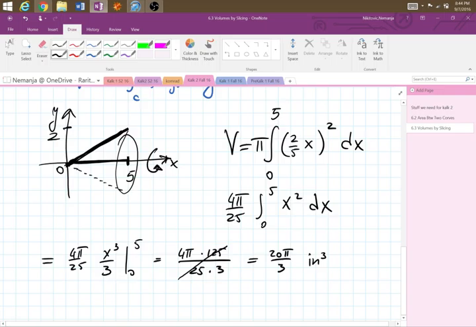Where did you get the 4 pi over 25 from? I have to square this quantity here because it's in parentheses. What's that last one you got after 25 over 3? Inches cubed. Oh, inches cubed. Yes. So this is the first introductory example.